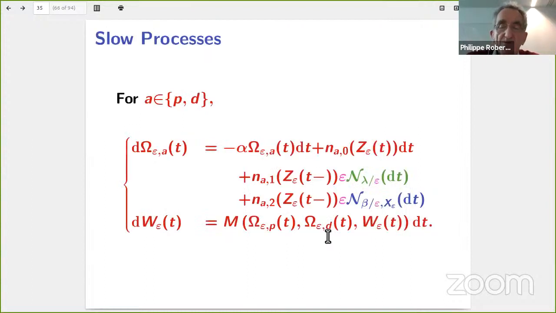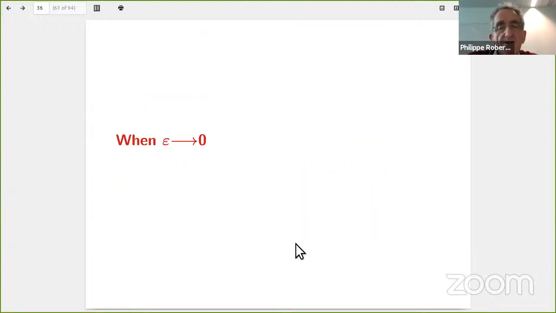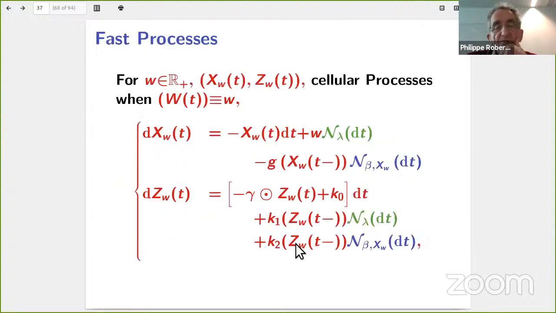And of course, we will be interested in the behavior of these two quantities and this quantity when epsilon goes to 0. So the first process is the X and Z process when the synaptic weight is fixed to W. You can see here that W is fixed, and I call it XW, ZW, the cellular process seen when W is fixed. It is the solution of some stochastic differential equation.